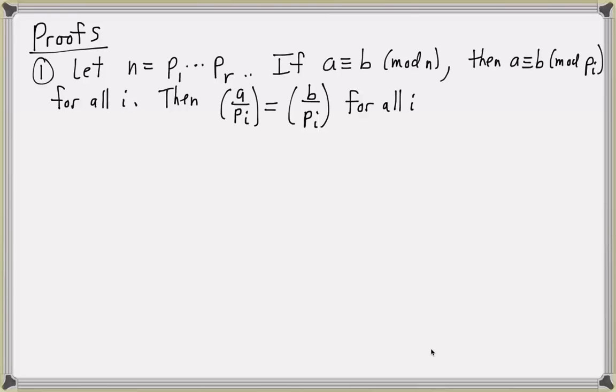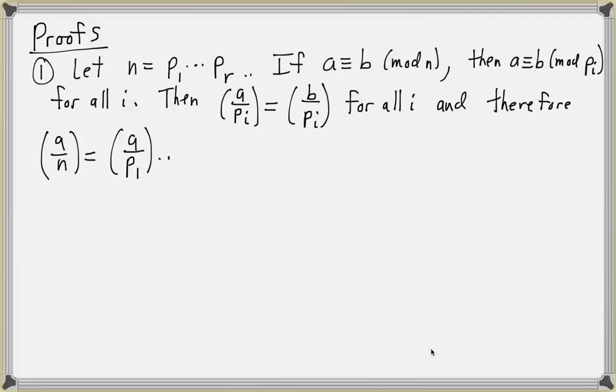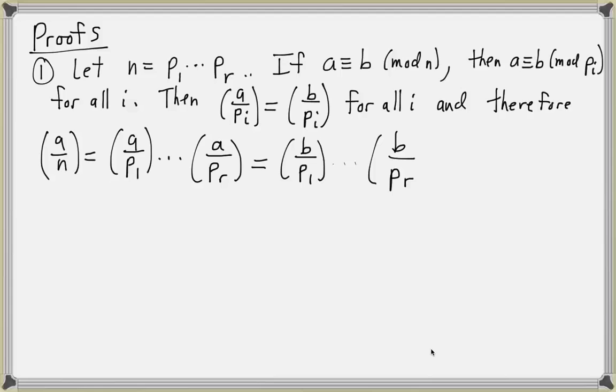And therefore, the Jacobi symbol A over n, which is A over p1 times up to A over pr, will equal B over p1 times up to B over pr. That just equals the Jacobi symbol B over n.